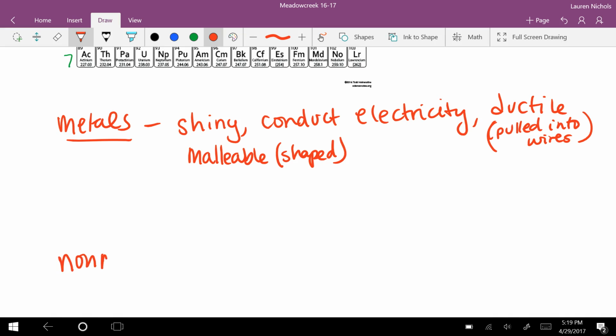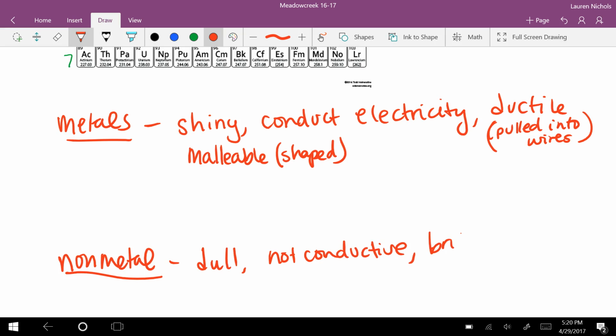And then a nonmetal is essentially the opposite of those. They're dull. They're not conductive. They are brittle, meaning you can't pull them into shapes. You can't shape them just because they break apart easily.